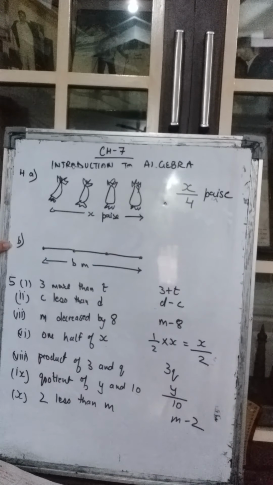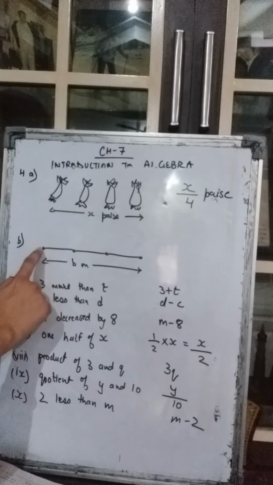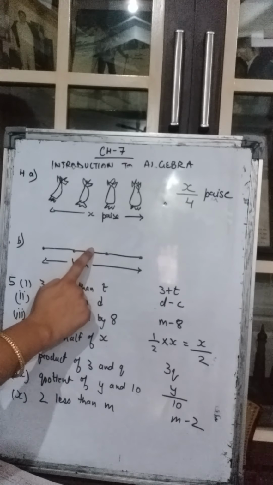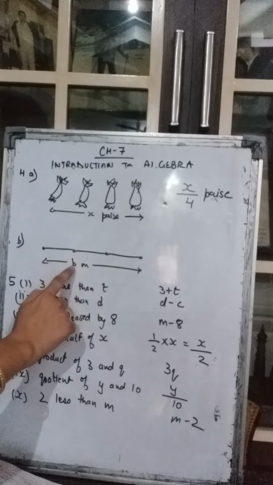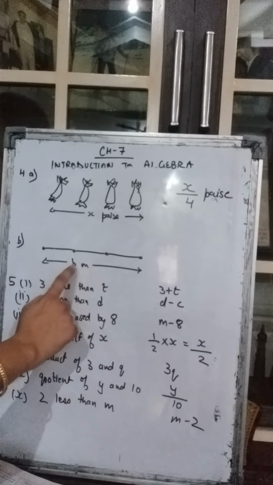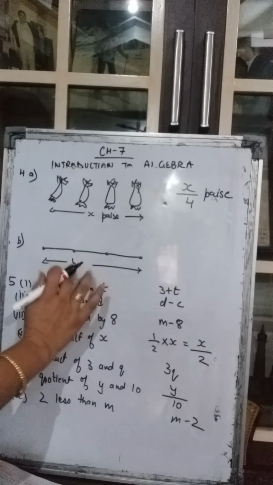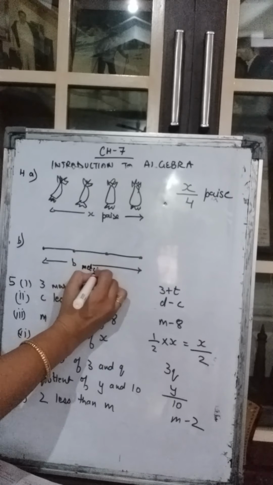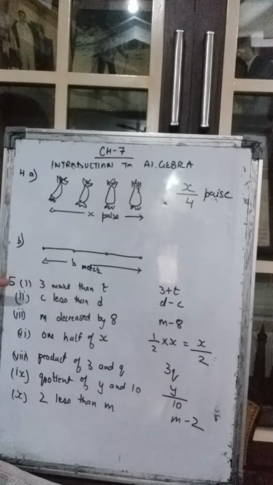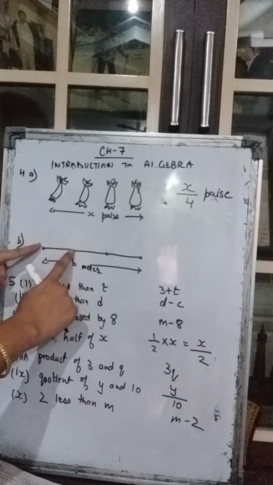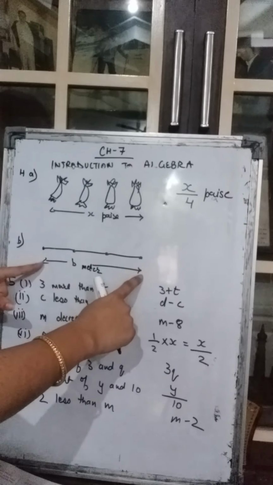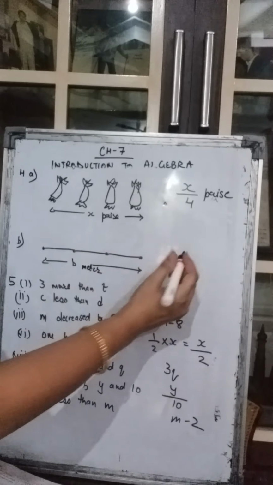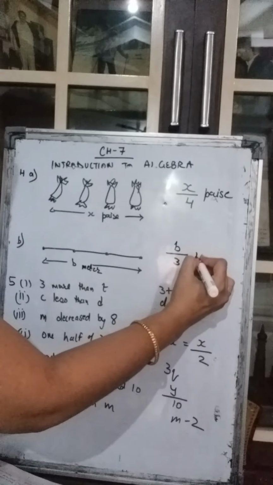Now we come to the B part. The B part says, what is the length of each equal part? How many parts are there in this line? 1 part, 2 parts and 3 parts. Right? And the total length is B meter. It is not BM, it's B meter. You should open your book side by side. So what is the length of each part? How do we find the length of one part? We divide the total by the number of parts. So it will be B upon 3 meter.